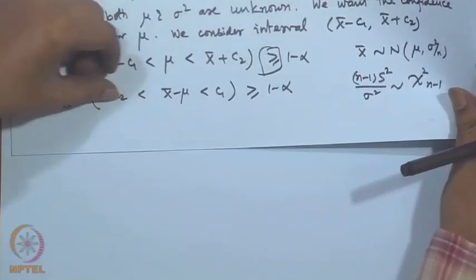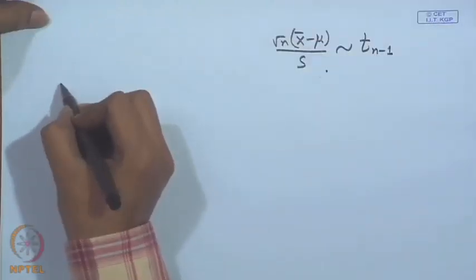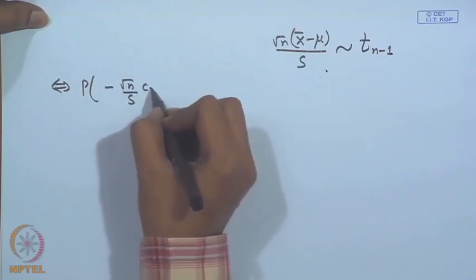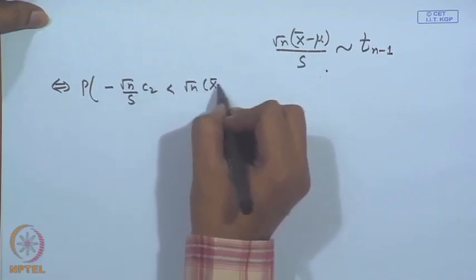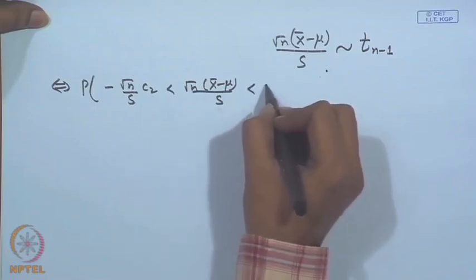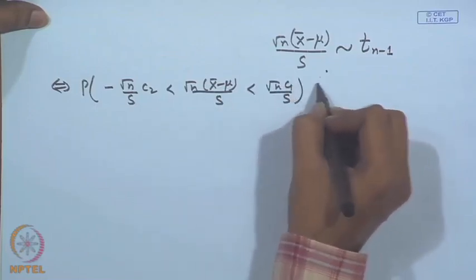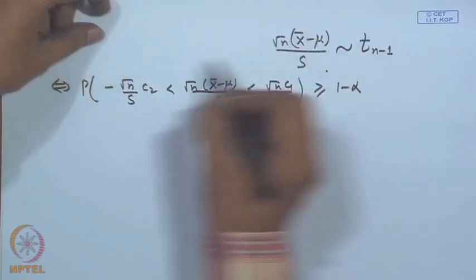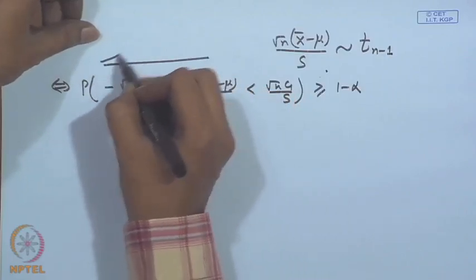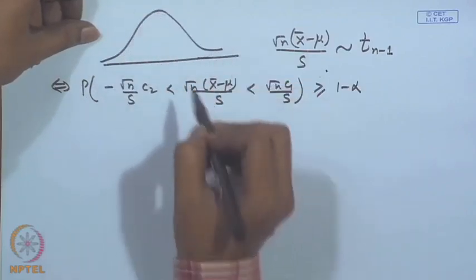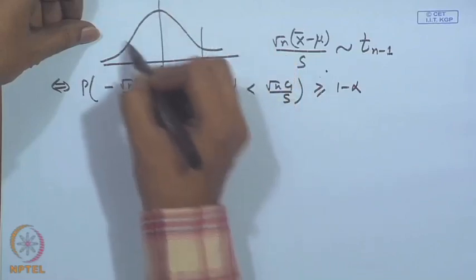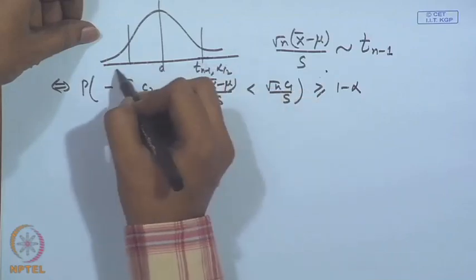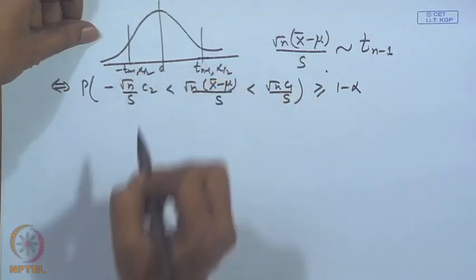So, from this statement then we write probability of minus root n by s C 2 less than root n x bar minus mu by s less than root n C 1 by s, that is greater than or equal to 1 minus alpha. Since this t distribution, as you know, is a symmetric distribution around 0, we may choose the points as before as t n minus 1 alpha by 2 and minus t n minus 1 alpha by 2.